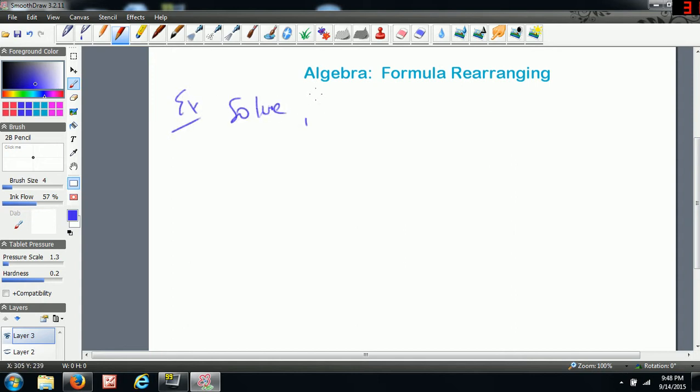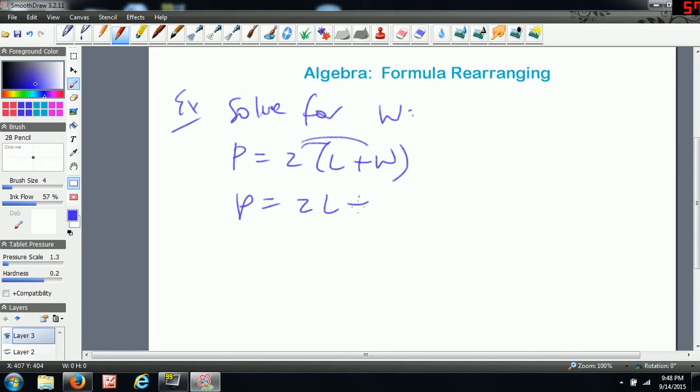Solve for w. Now, I want to solve for w, but it is in brackets. So what I'm going to do first is get rid of the brackets. So I'm going to open up the brackets, and when I do, I get 2l plus 2w. The 2 goes into both. Now I want to solve for w, so I want to isolate w.